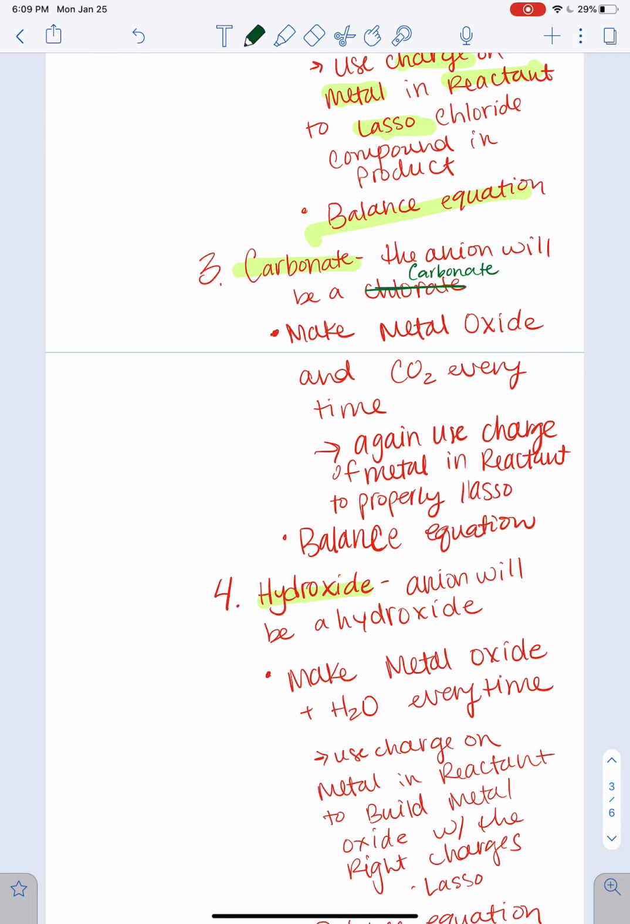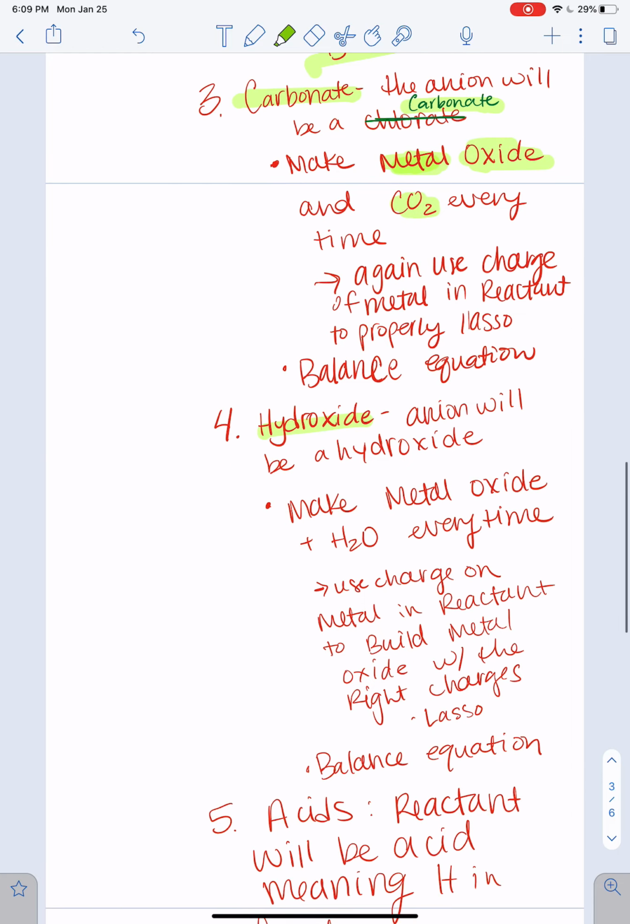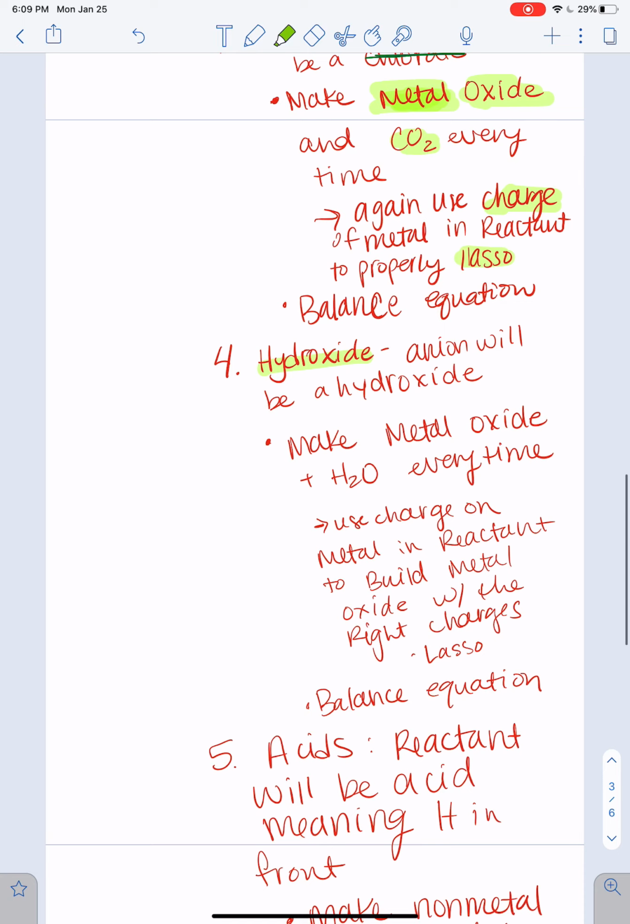Means that your anion will be a carbonate. For these, you will make a metal, the metal that was with the carbonate. On the product side, you will take that metal and make a metal oxide and a carbon dioxide every single time. And make sure that for this metal that we got from the reactant side, you bring its charge and make that lassoed compound correct. And then just remember to balance the equation.